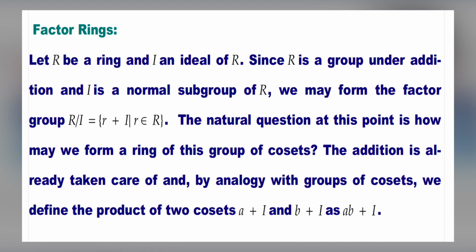The natural question at this point is, how may we form a ring of this group of cosets? The addition is already taken care of, and by analogy with groups of cosets, we define the product of two cosets a plus I and b plus I as ab plus I.